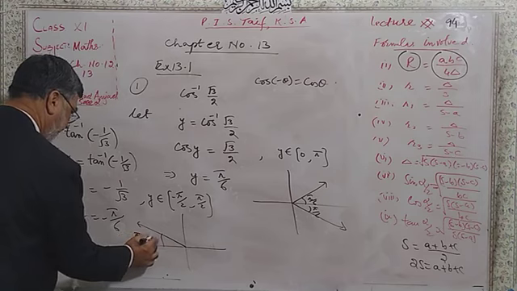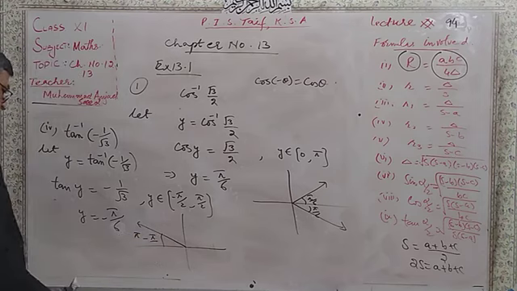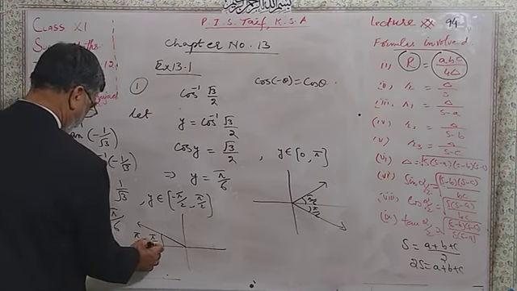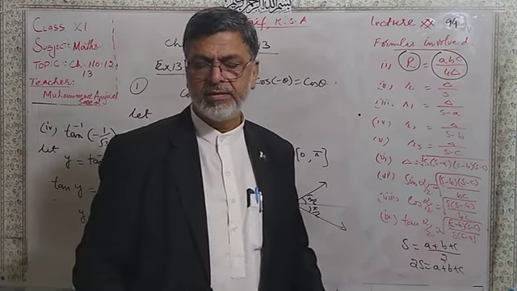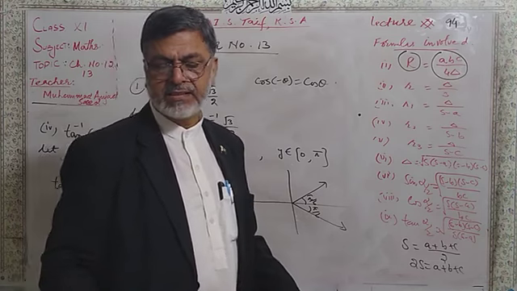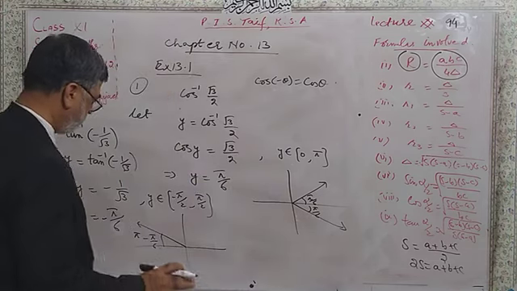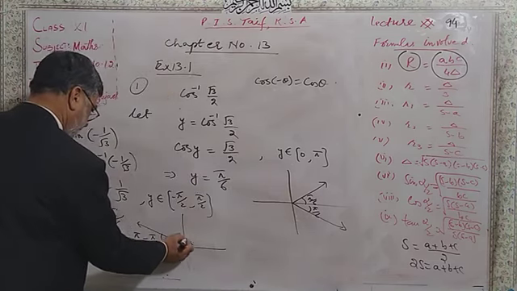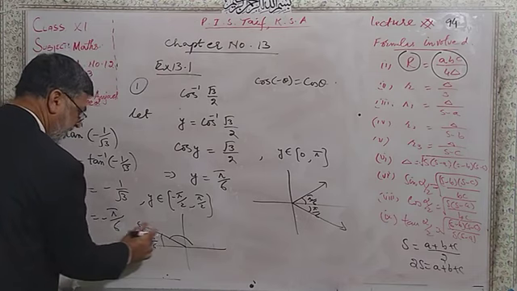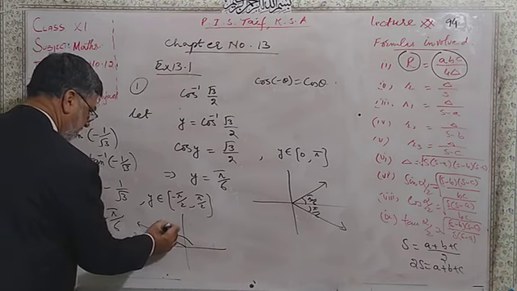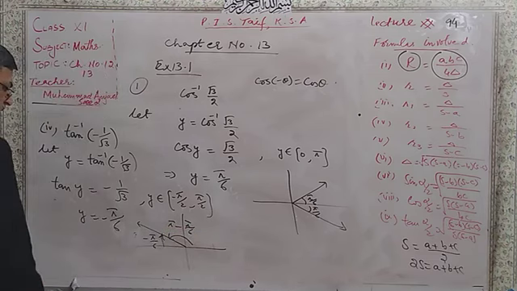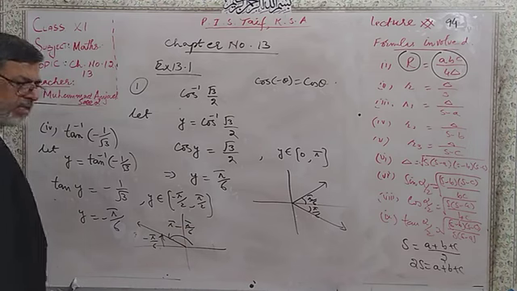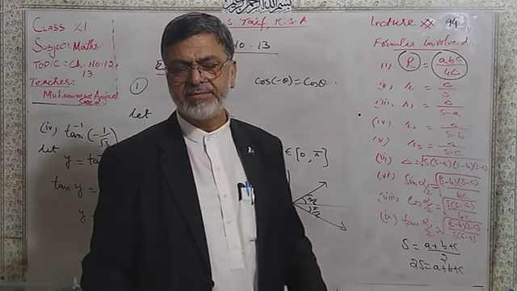This is pi minus pi by 6. This is minus pi by 6 and this one is pi minus pi by 6. So this is the range of this value. So y is equal to minus pi by 6.